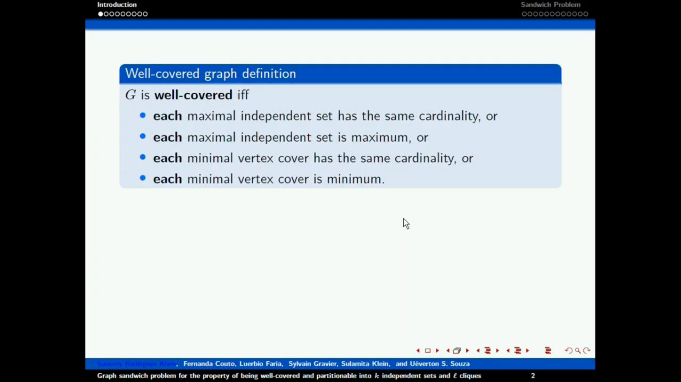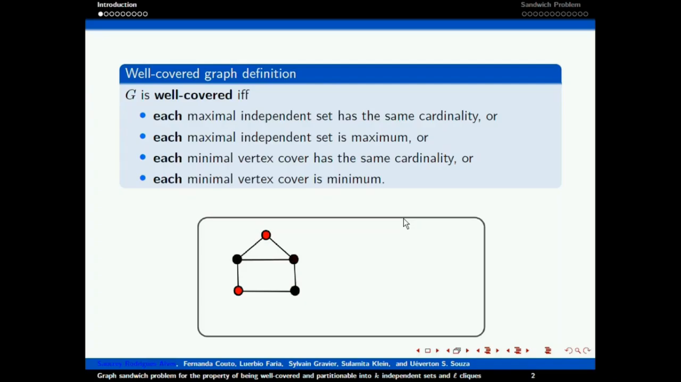Look at this graph. In this graph, each maximal independent set has size 2. So we conclude that this graph is a well covered graph. In the second graph, you have a maximal independent set of size 1 and another one of size 2. So we conclude that G is not a well-covered graph.